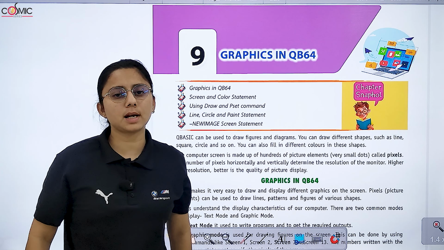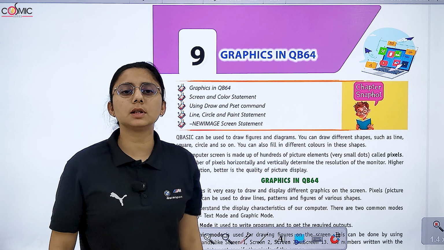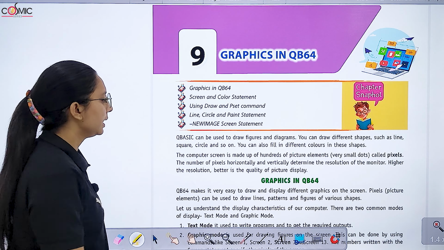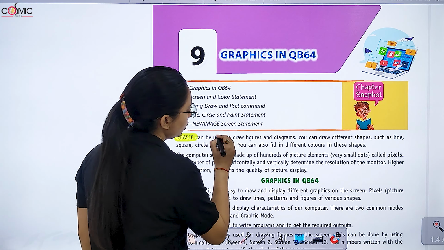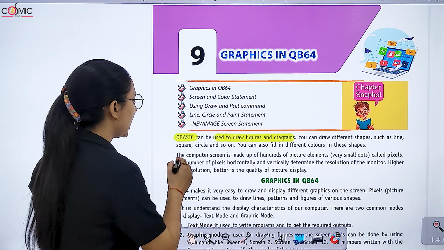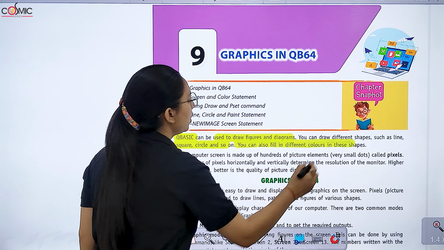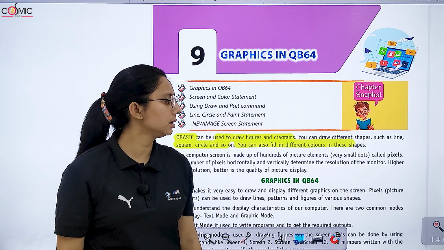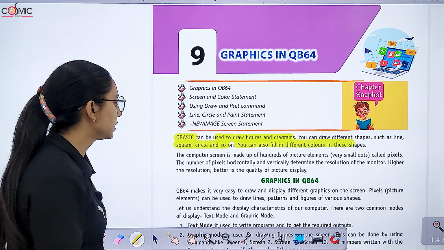Now children, today let's start with chapter number 9, graphics in QBasic. So let's study about QBasic. It is used to draw figures and diagrams. You can draw different shapes like line, square, circle, and you can also fill in different colors in these shapes. आप different color भी fill कर सकते हो.